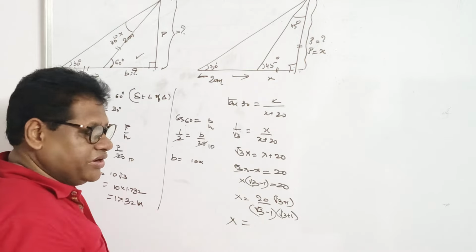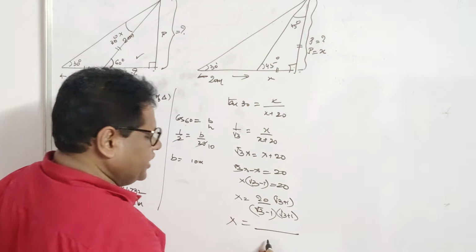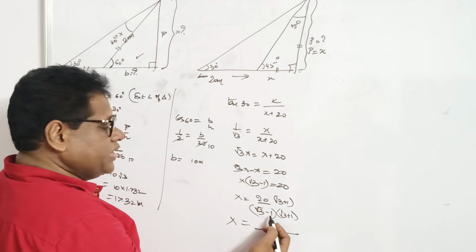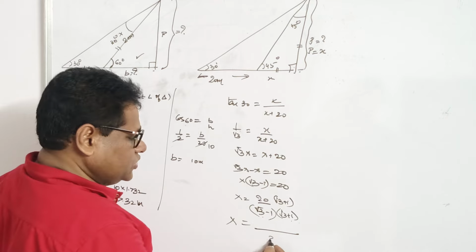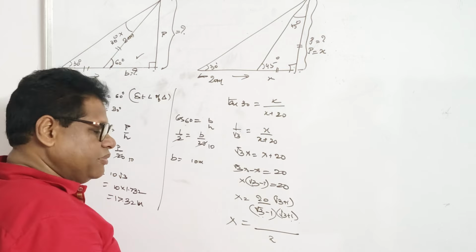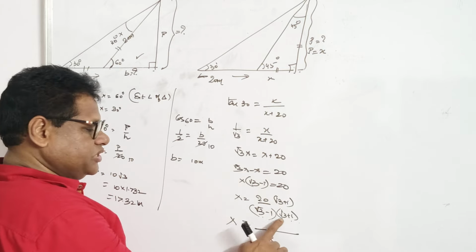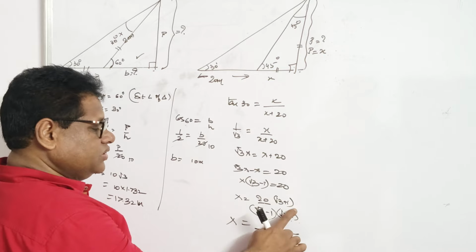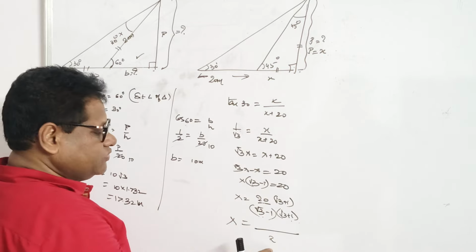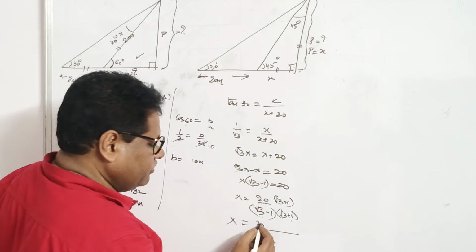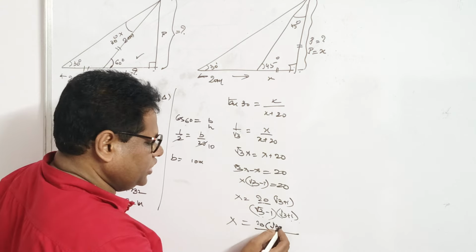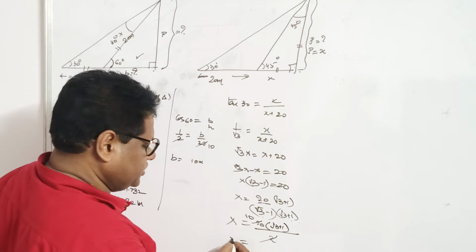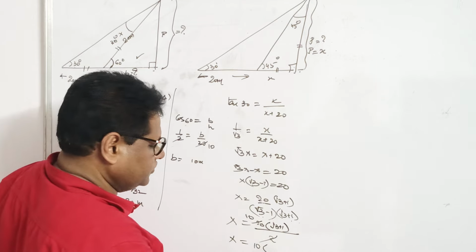Now how does it get simplified? See, in the denominator, a minus b into a plus b is a square minus b square. I repeat once again, a minus b into a plus b is a square minus b square. That means root 3 square minus 1 square. Root 3 square is 3, minus 1, that is 2. And in the numerator we have 20 times root 3 plus 1. The 2 will cancel, leaving 10 times. So the value of x is 10 times root 3 plus 1.